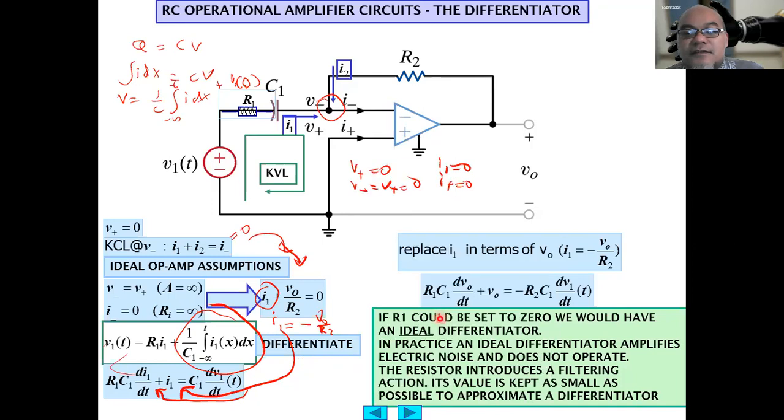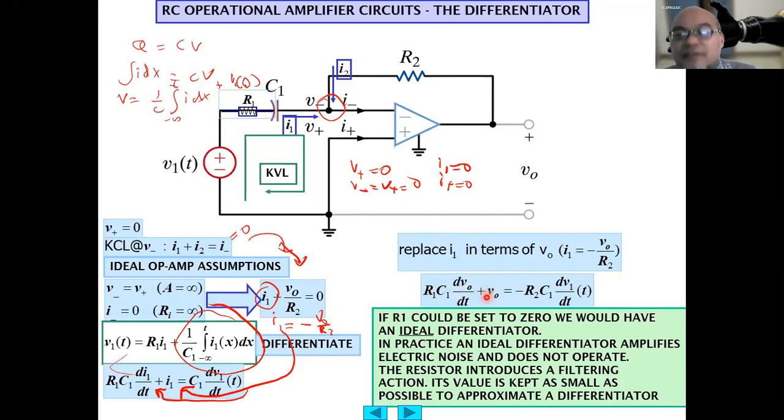If R1 could be set to 0, for example if R1 is very small, we can simplify the equation so that the R1 C1 term becomes 0. Then V output will be equal to only minus R2 C1 times dV1/dt. So this is a differentiator circuit, a circuit that differentiates the input signal. We have an ideal differentiator if R1 is 0.